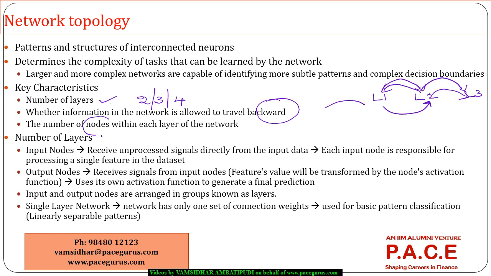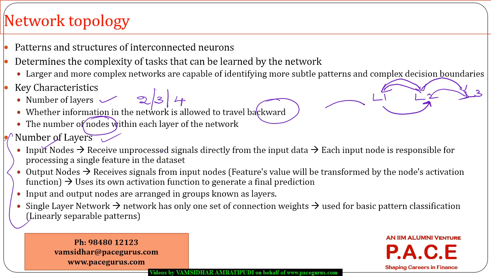And within each layer, how many nodes are there? Is it 3 nodes, 5 nodes, 10 nodes? Whenever we talk about the topology, we have to talk about all these things: how many layers there are altogether, how many nodes are in each layer, and whether the information travels backwards within the network. So let me spend some time understanding each of these individual aspects. When I talk about the number of layers, the first thing is input nodes.